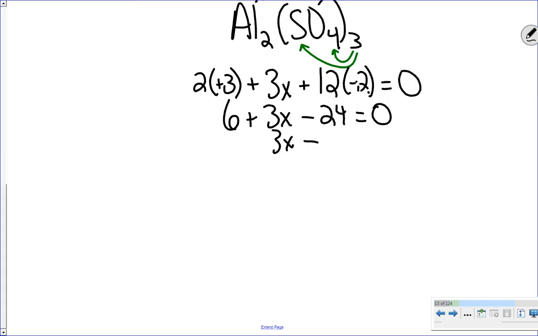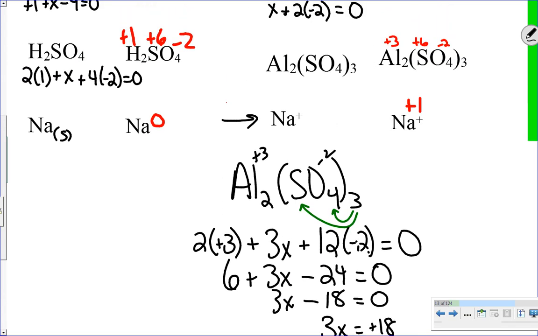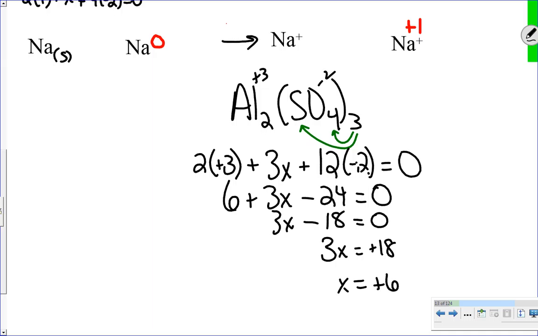3x minus 18 equals 0. 3x equals positive 18, therefore x equals positive 6. So a lot of algebraic work there to get that sulfur as your positive 6. You could also tackle this because this is the sulfate ion.